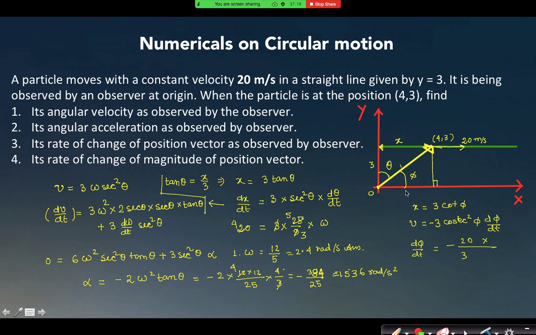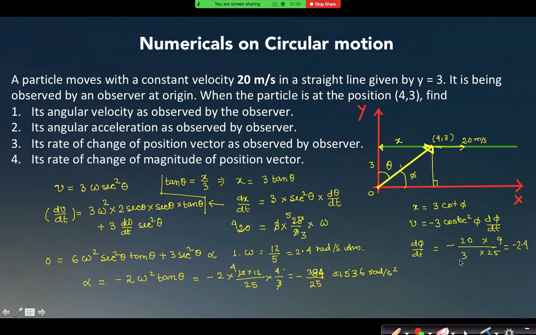And what is sec phi here? Sec phi is equal to 3 divided by 5, so it is 9 divided by 25. You will again find the same value, minus 12 by 5, so it is minus 2.4 radian per second. By calculation itself you will find your answer, and from physical significance also we can say that if phi decreases, then it is minus.